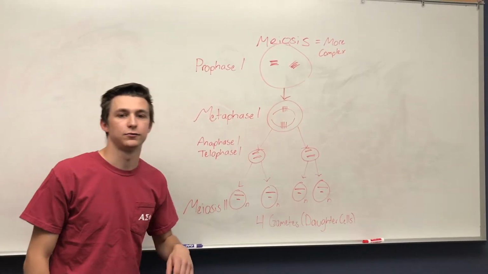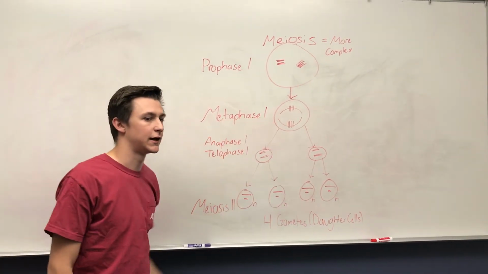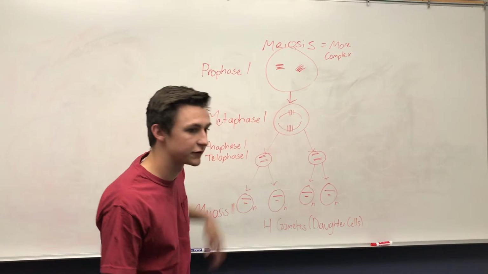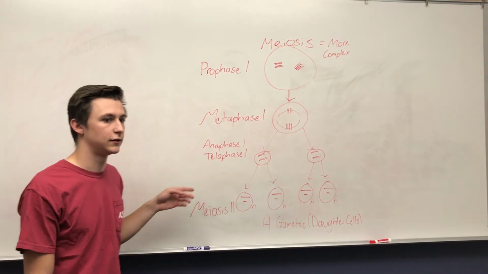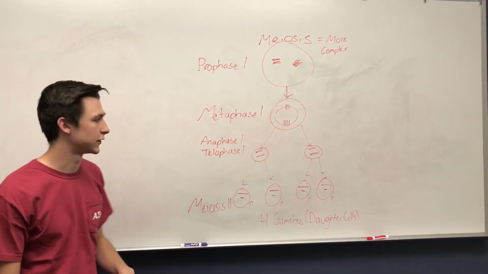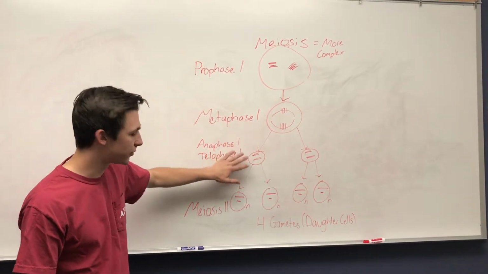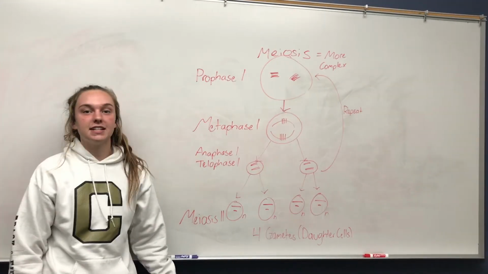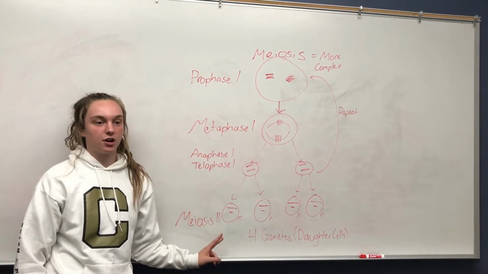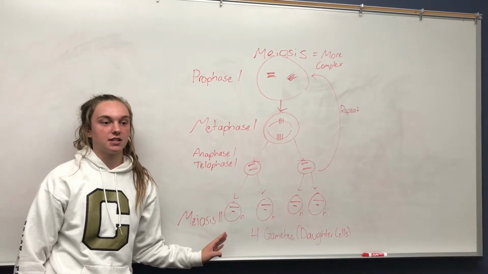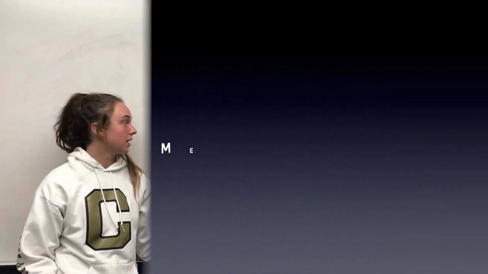Metaphase 1 is where the chromosomes line up at the equator and attach at the spindles. And then next, anaphase occurs where chromosome pairs separate and migrate to opposite poles. Finally, telophase results in 2 haploid daughter cells, each with a separate nucleus and only one member of each chromosome.